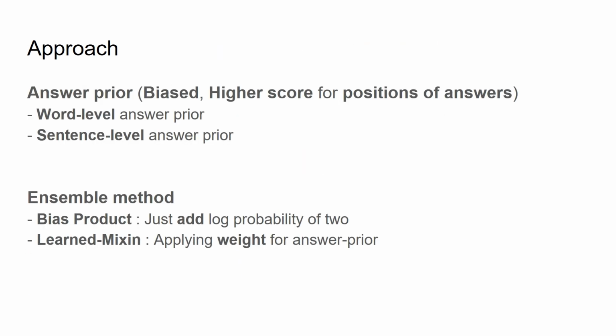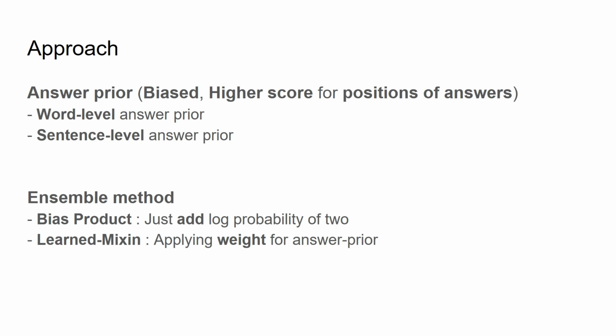Let's jump into the actual approach used in the paper. As we previously mentioned, we first need a bias model for ensembling, and the paper presents the answer prior, which simply gives a higher score to positions that contain answers in the training data. There are two of them, first word level and second sentence level. The difference between the two is that they focus on the position of answers as a word or a sentence.